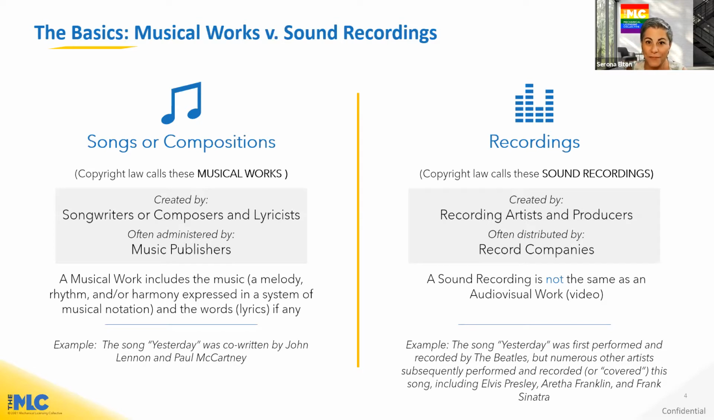And that might be of music, right? That could also be spoken word, right? An audio book is a form of sound recording. But we're talking about audio recordings of musical works. And that is actually also different than a video. That's a whole third separate thing called an audiovisual work.